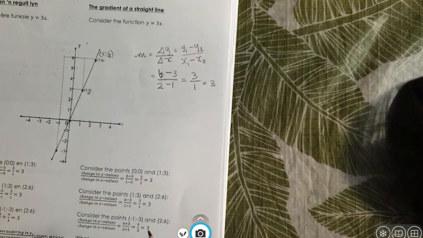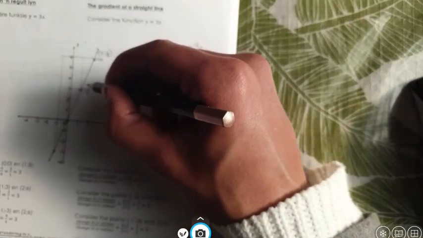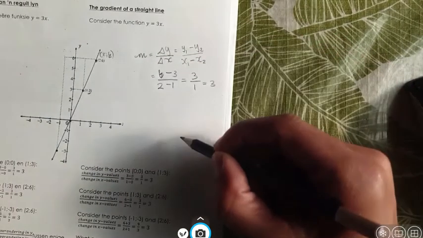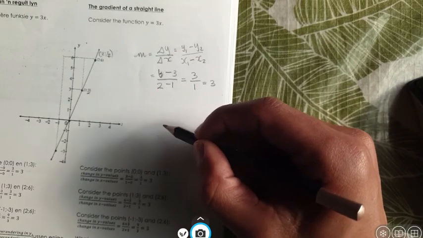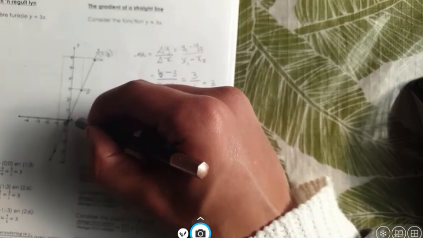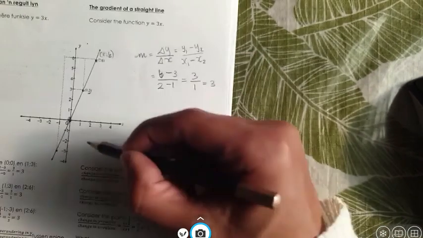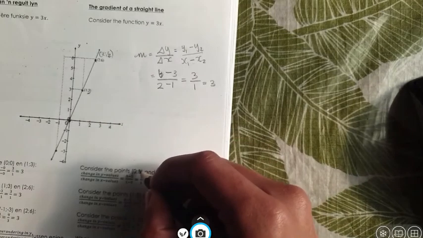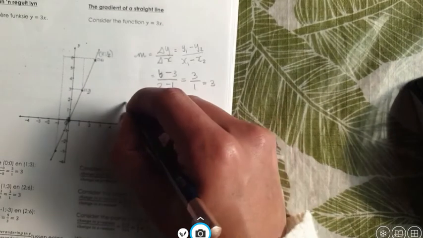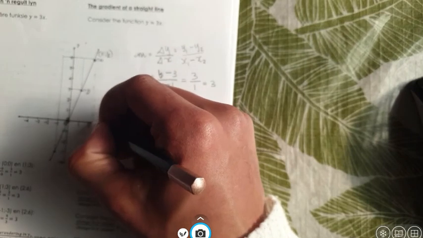We didn't only have to use these values right here. We could have used this 2 and 6 and that point 0, because that is another coordinate on the line. 0 and 0. All right, let's use m, and we're going to use this coordinate. So we're going to determine what is the gradient.